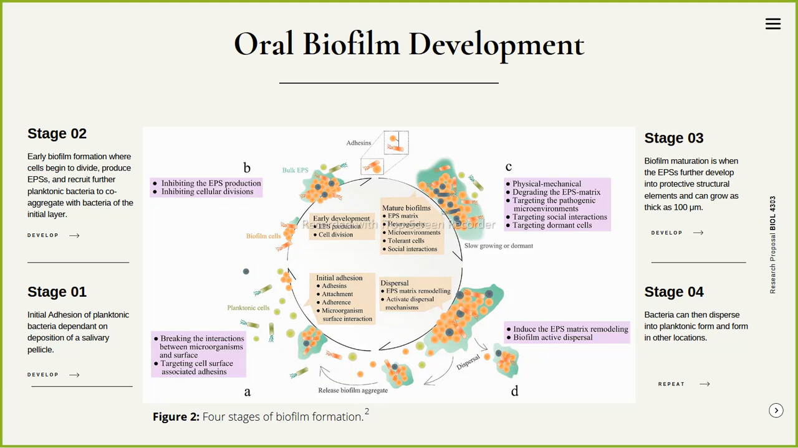And then when we've reached full maturity, bacteria are able to disperse in stage 4, and they can locate to other surfaces and start the process all over again. Hunter?